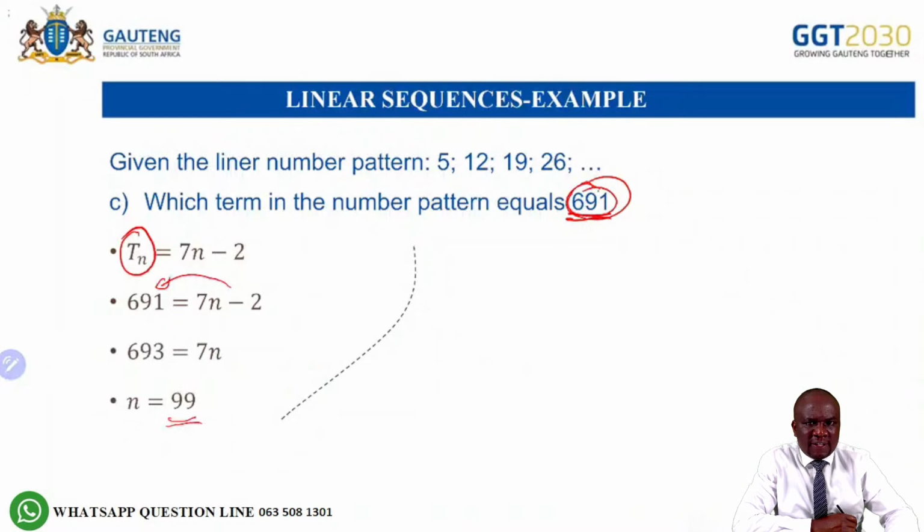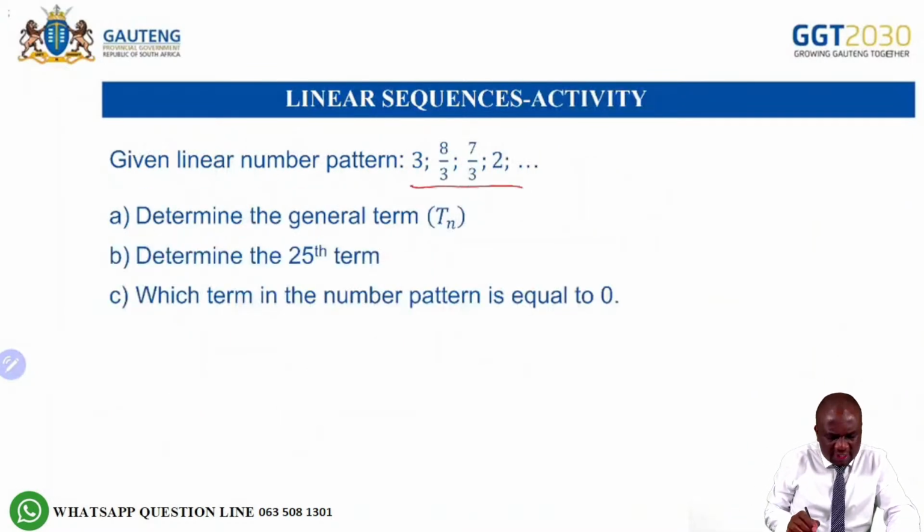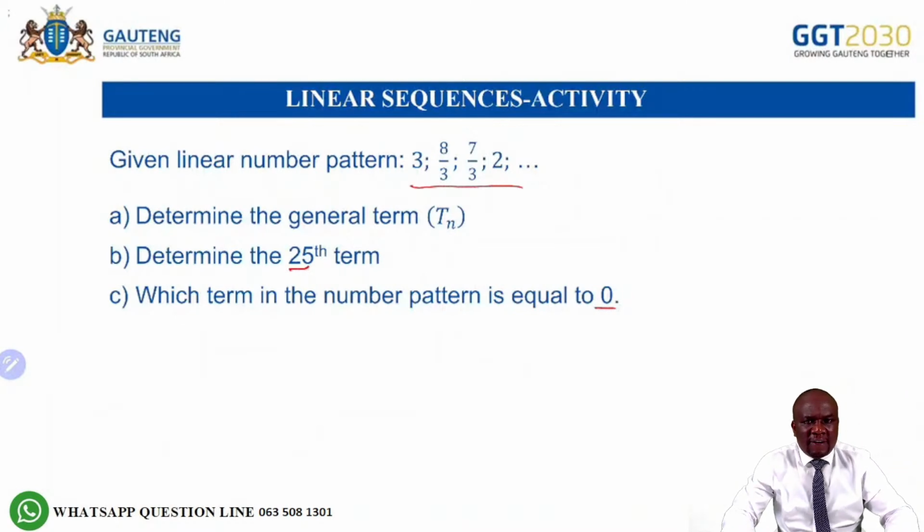Is term number 99. Okay, now I want you to try this activity that I'm going to give you. It's similar questions. I'm going to give you 5 minutes, then you try those. Let's see. We have these 3 questions. You're given this. Don't worry, it's fractions. And remember to check your answers after. Find the general term for this number pattern. Find the 25th term after doing your A, and then which term is equal to 0. Okay, let's try to do this in 5 minutes.